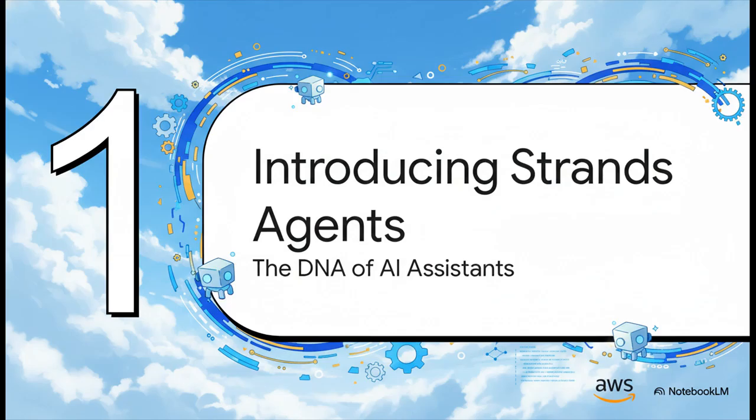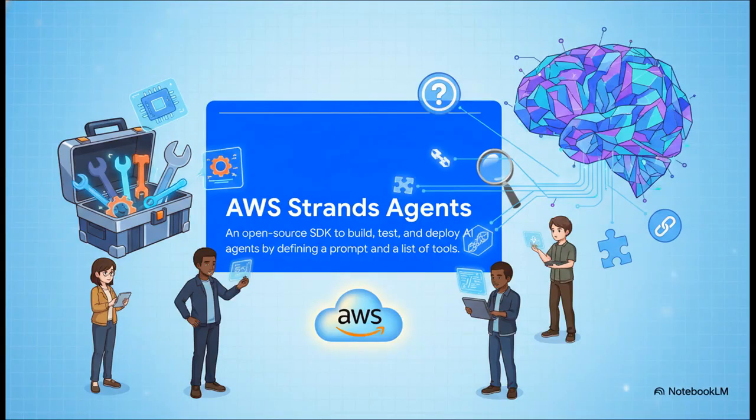So, first up, what exactly are AWS Strands Agents? Let's break down the fundamentals of what makes these AI assistants tick. Okay, so at its core, Strands Agents is an SDK, which stands for Software Development Kit. Now, don't let the acronym scare you. Just think of it as a toolbox for developers. It gives you all the essential pieces to build your own AI agent, and you do it by giving it two simple things: a goal and a list of tools it's allowed to use.